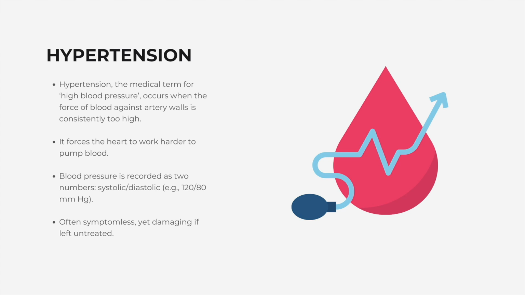The most ideal and textbook standard of a perfect blood pressure is 120 systolic over 80 diastolic. While hypertension can often be symptomless, it is damaging if it's left untreated.